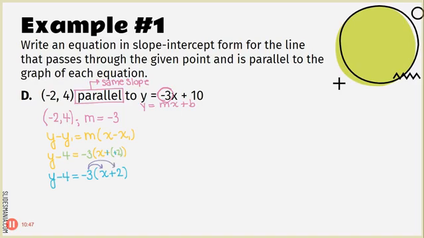So we're going to distribute, and we are distributing a negative. So -3 times x is -3x, and -3 times a positive 2 is -6. And then to get y by itself, we're going to undo subtraction with addition. We need to make sure we're checking our mental math. -6 plus 4 is not a positive 2, but a -2. So my equation of a line that is parallel to the line given, and goes through -2, 4, would be y equals -3x minus 2.